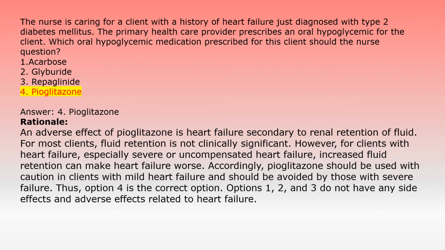Answer: 4. Pioglitazone. Rationale: an adverse effect of pioglitazone is heart failure secondary to renal retention of fluid. For most clients, fluid retention is not clinically significant. However, for clients with heart failure, especially severe or uncompensated heart failure, increased fluid retention can make heart failure worse. Accordingly, pioglitazone should be used with caution in clients with mild heart failure and should be avoided by those with severe failure. Thus, option 4 is the correct option. Options 1, 2, and 3 do not have any side effects and adverse effects related to heart failure.